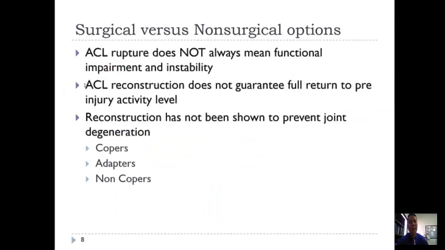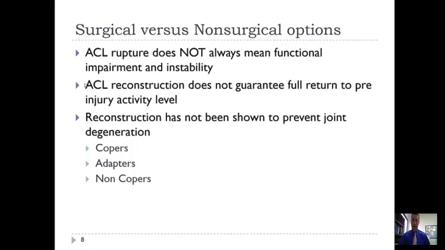Just because you tear your ACL does not necessarily mean you're going to have problems. It does not necessarily mean you need surgery. So if somebody has an ACL rupture, but they don't have any instability, no episodes of functional instability, when they walk, when they step, when they run, they do just fine, then they might not be a candidate for surgery. And the other important thing to think about is if you receive ACL reconstruction, it's not necessarily going to get you back to your full activity level.